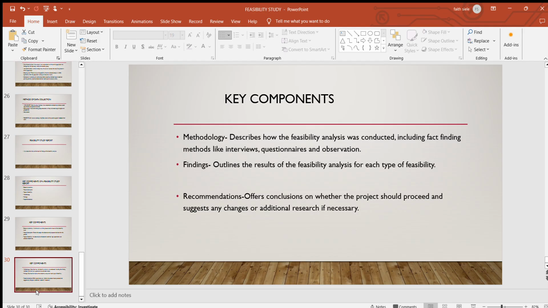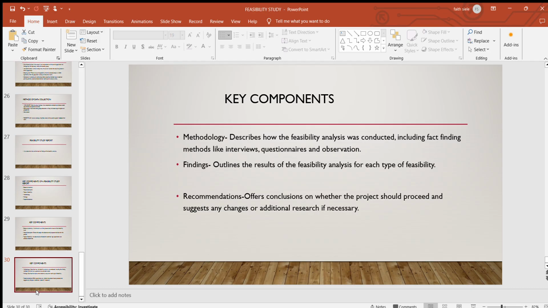We also looked at advantages and disadvantages of this data collection method. Lastly, we looked at a feasibility study report, whereby we say that it is a document which is used to summarize the findings of the feasibility analysis. And we say that it provides a very clear overview of whether the proposed project or system is likely to succeed and even includes recommendations on whether to proceed with that particular project.